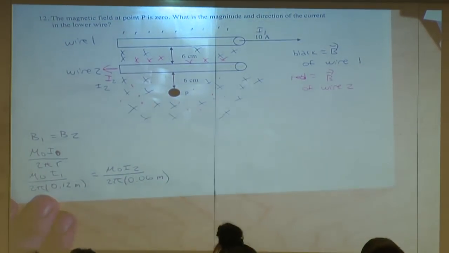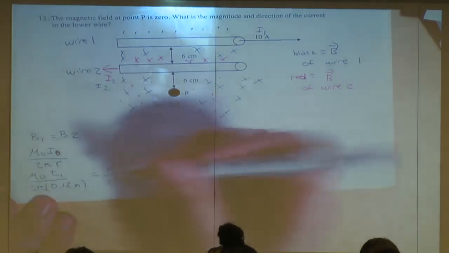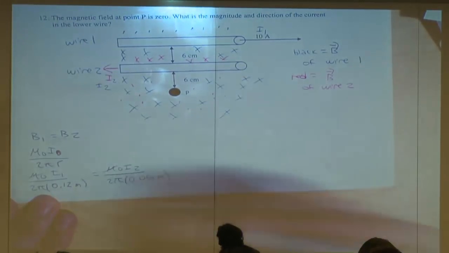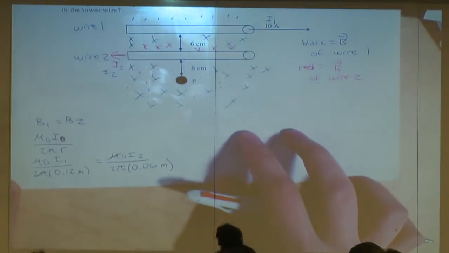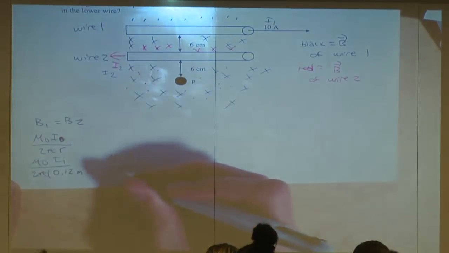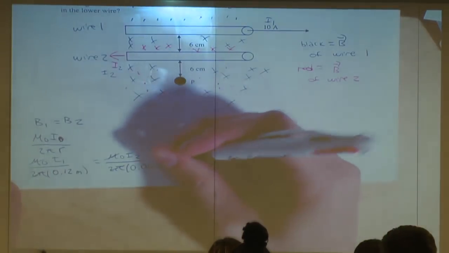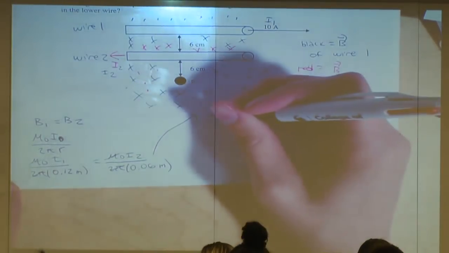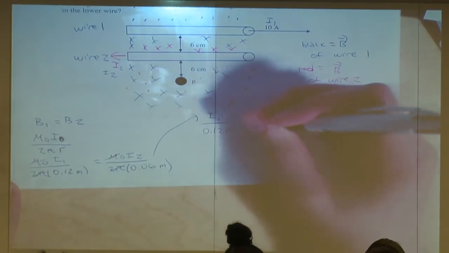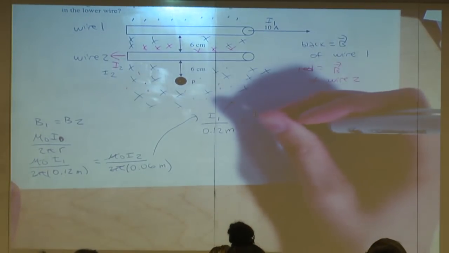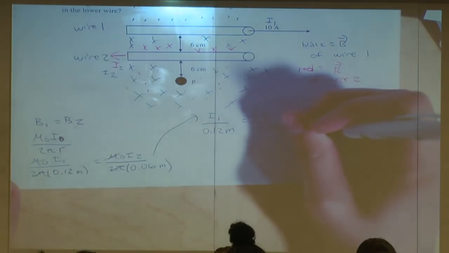And once again, we have stuff canceling out. The mu naughts on both sides cancel out, and the 2 pi's also cancel out. So you're left with I1 over 0.12 meters equals I2 over 0.06 meters.